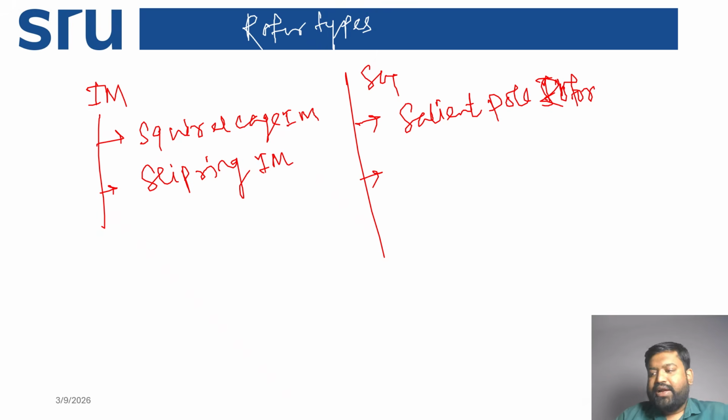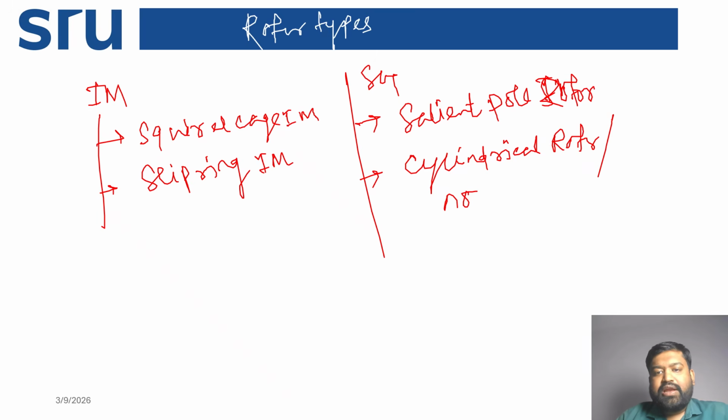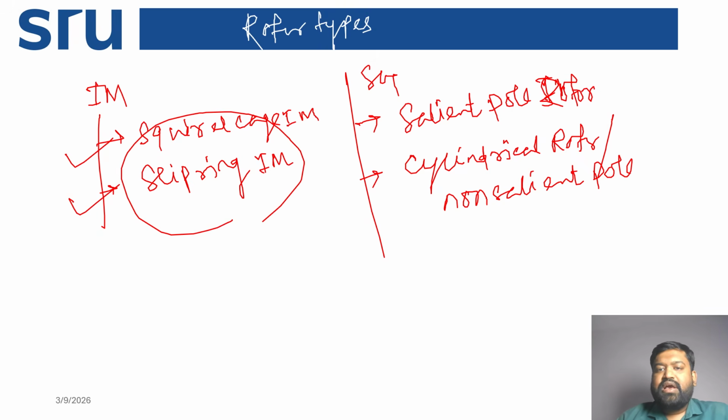Otherwise, you can say it is nothing but your cylindrical rotor, or we can say non-salient pole rotor. Okay, but this we will understand in detail, because in the previous section we already discussed these types of rotors, but here we will specifically focus on the salient pole as well as cylindrical rotor types, because this will help you to understand this.